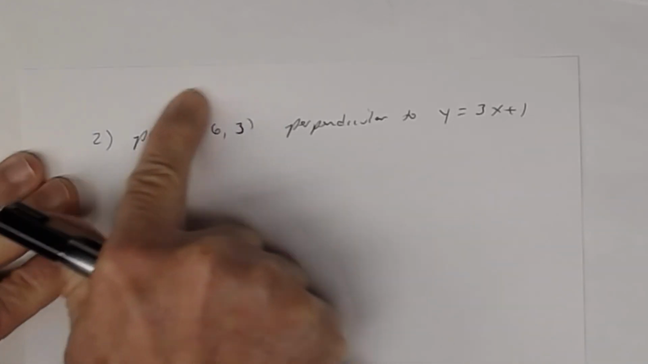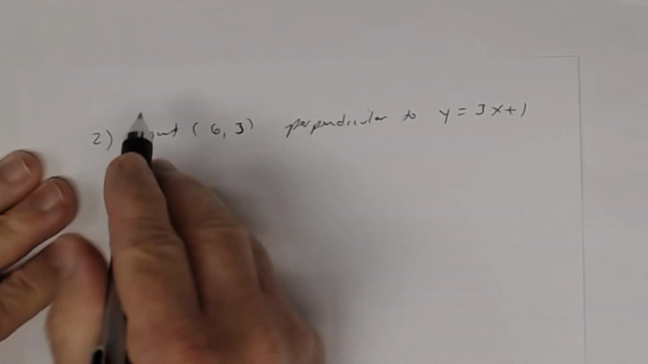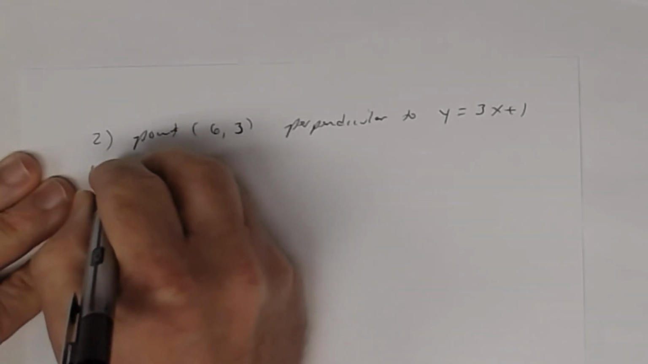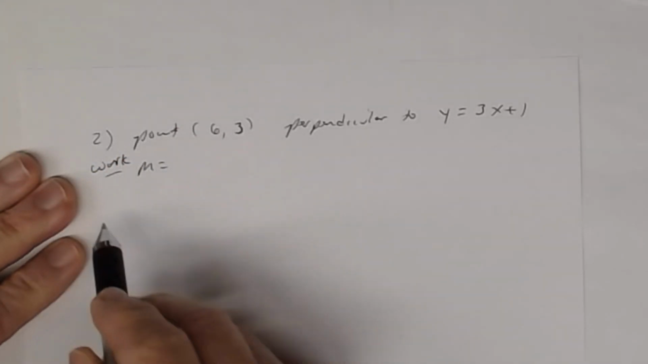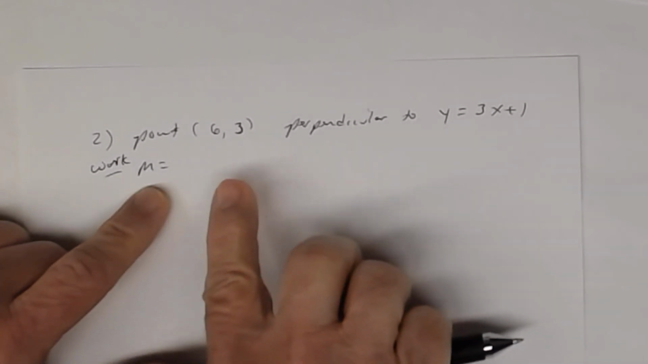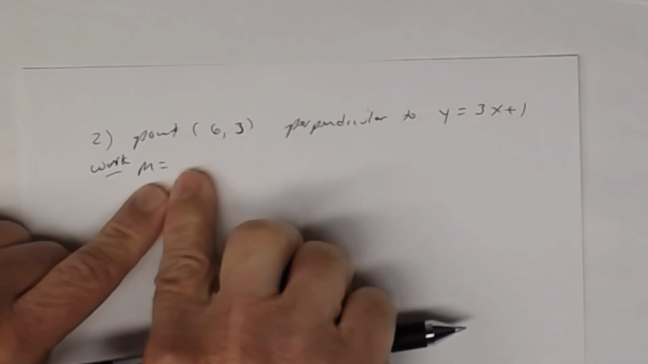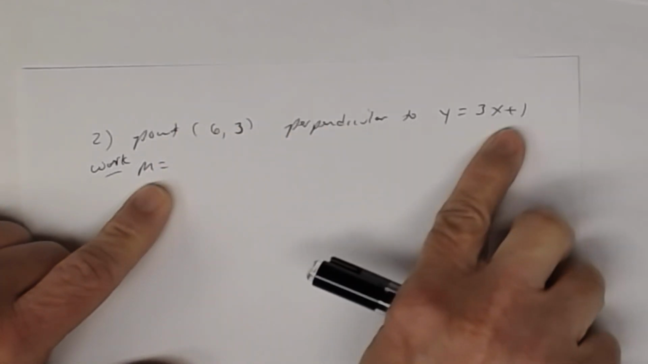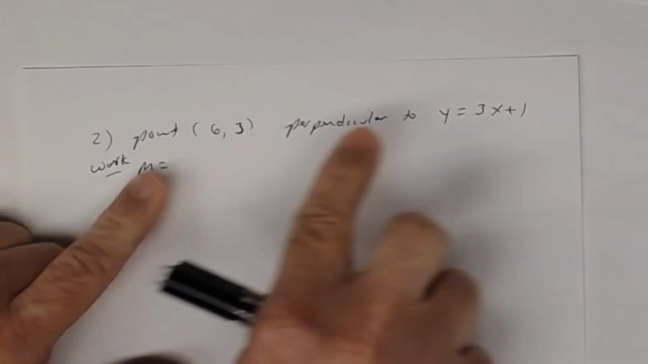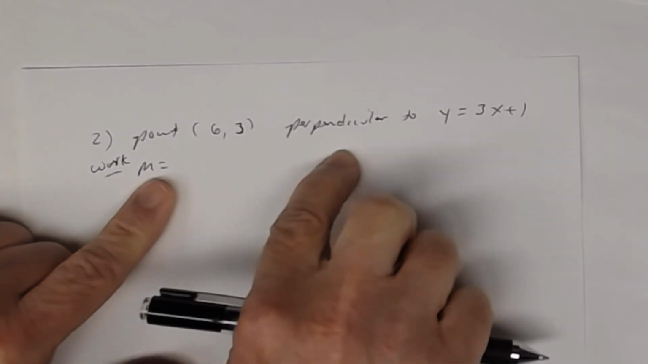Well, in order to find the equation of the line that goes through this point right here, you also have to know the slope. Well, what is that slope? That's what you have to find, right? So this is the work. You have to find the slope of that line. Well, the slope of this line is perpendicular to this line. So if you can find the slope of this line, then you know the slope of that line. Remember, those two lines are perpendicular.